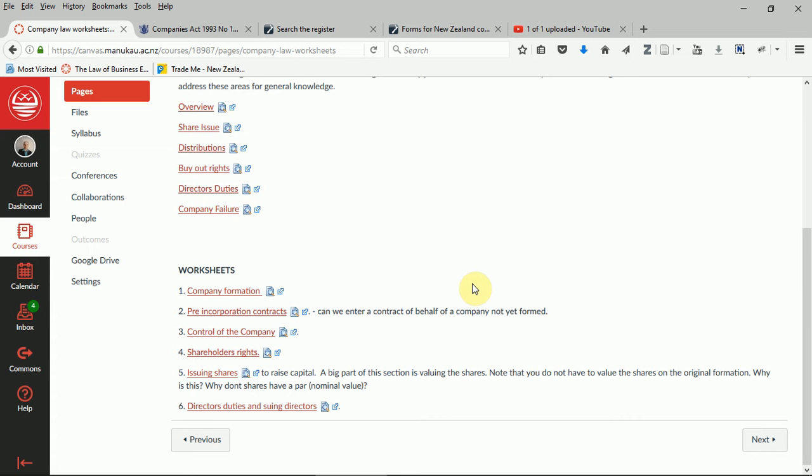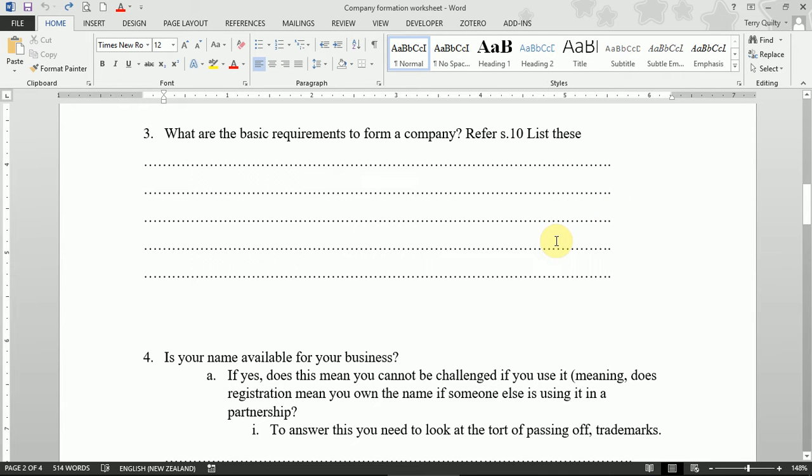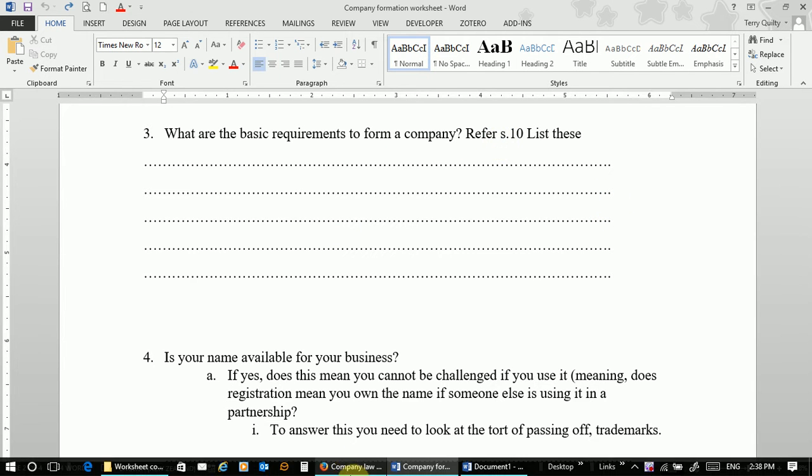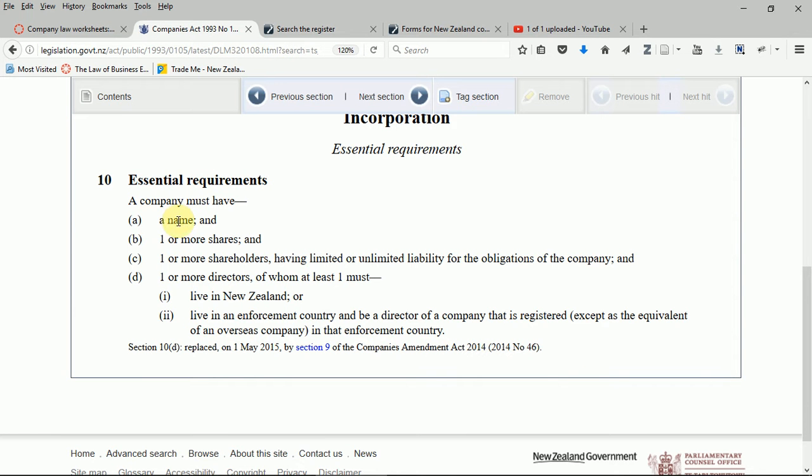Okay, in this short video, we'll just finish off part workshop on company formation. Now we left it with section 10, which was listing the requirements for a company registration. Going back to Companies Act, section 10, so we need a name, a share, a shareholder, director.